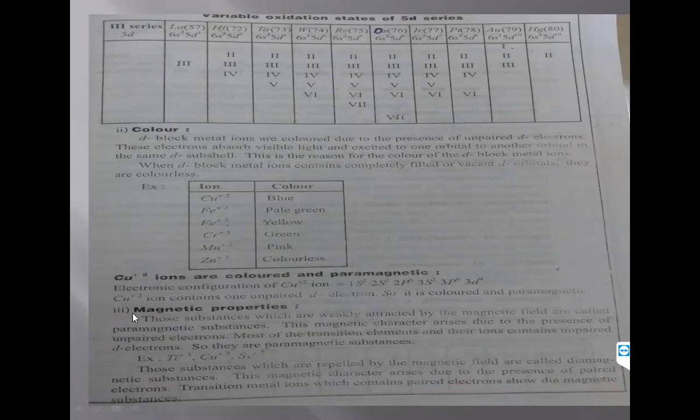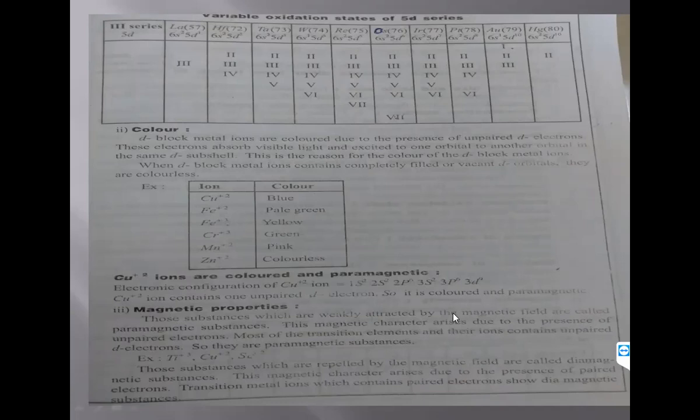Coming to another topic, that is magnetic properties. Those substances which are weakly attracted by the magnetic field are called paramagnetic substances. This magnetic character arises due to the presence of unpaired electrons. If you take any element and it is weakly attracted by the external magnetic field, then it is called a paramagnetic substance.